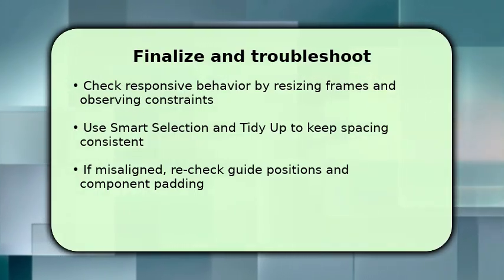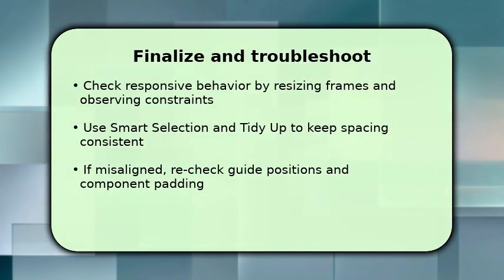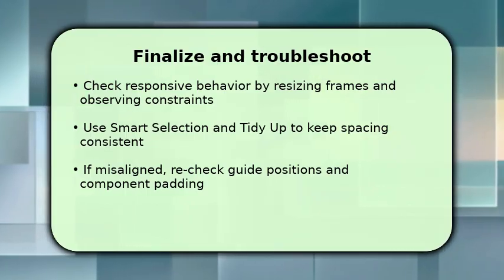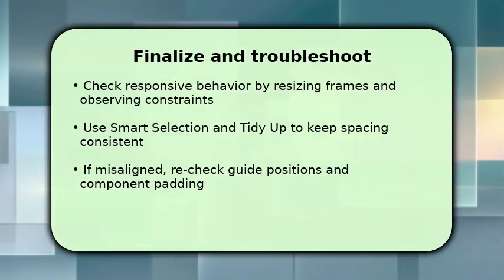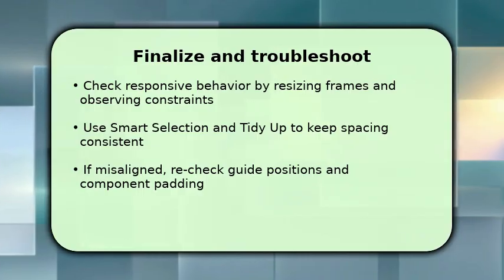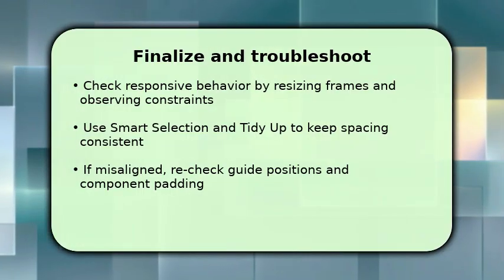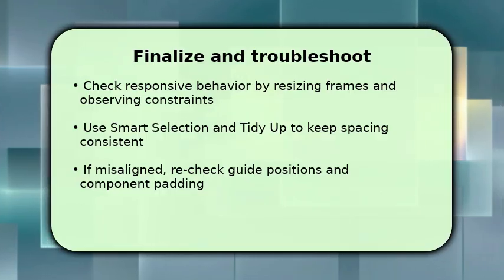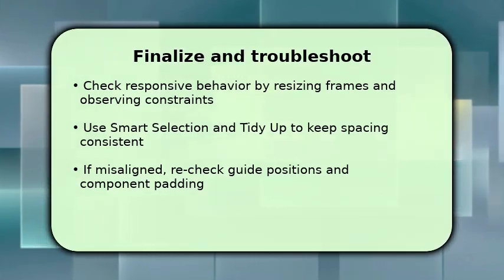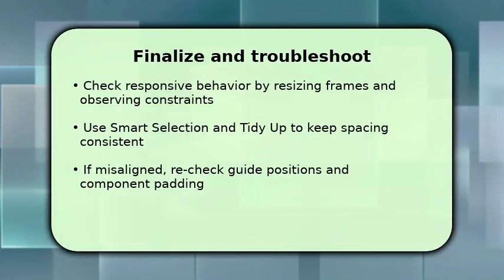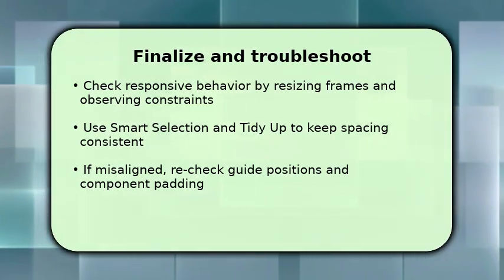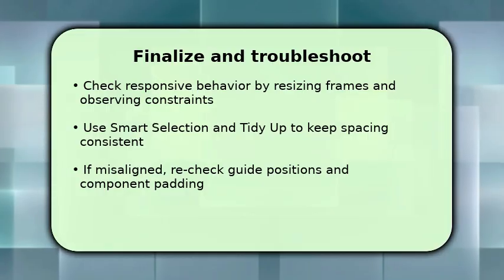Once satisfied, use Smart Selection and tidy up to enforce even spacing and alignment across elements. If things go wrong, elements overflow or margins shift, recheck guide placement, component padding, and constraint settings, because most margin issues stem from incorrect constraints or nested frames. Finally, save a version so you can revert if adjustments are needed.